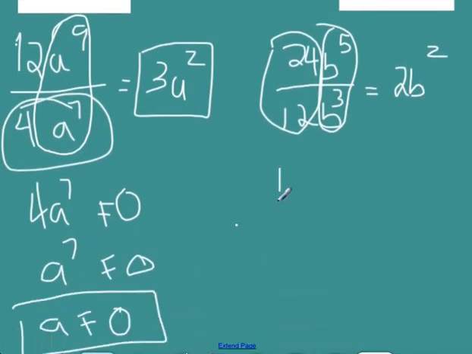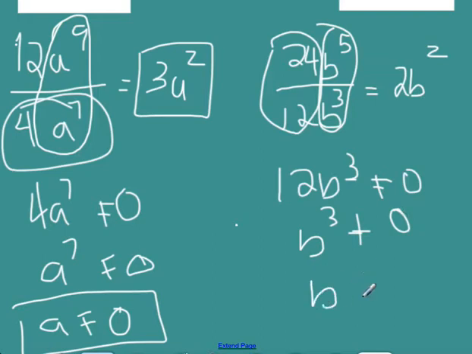Now we need to find our excluded value. So 12b to the third cannot be equal to 0. So then we know that just b to the third cannot be equal to 0, and the only way b to the third is going to be equal to 0 is if b is equal to 0. So that is our excluded value.